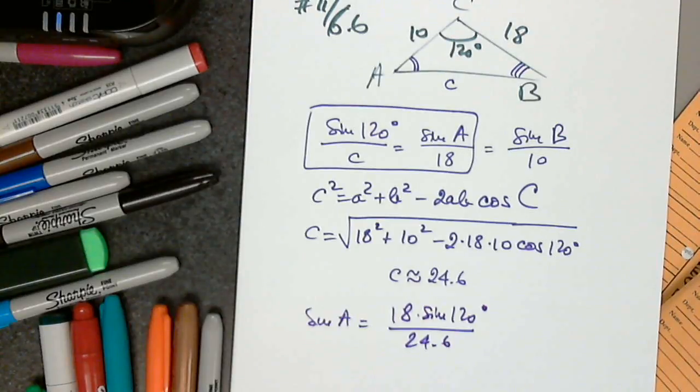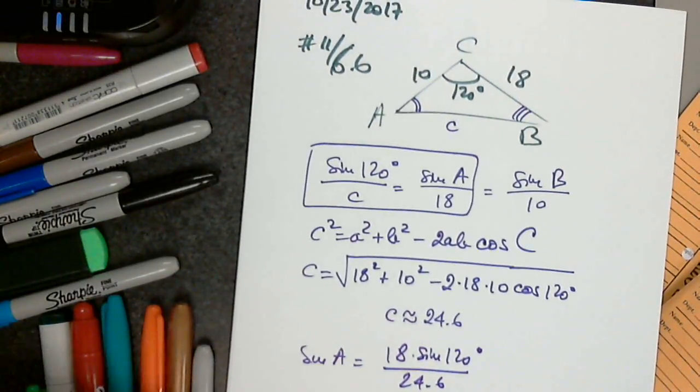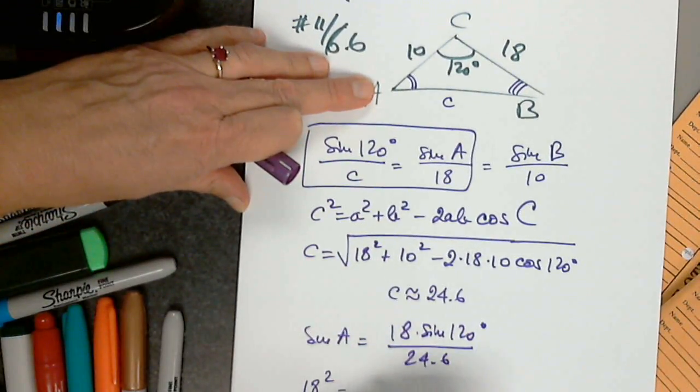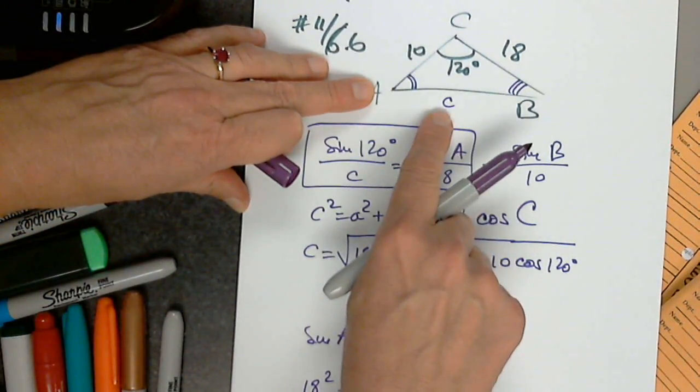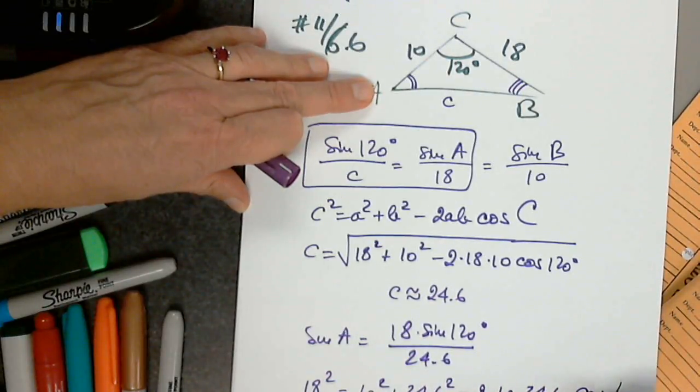Can you show how to find that angle through law of cosine? Yes, because that's what I was trying to do, and I just kept getting stuck. Yes, of course. So then you have to write 18 squared equals 10 squared plus 24.6 squared minus 2 times 10 times 24.6 times cosine A.